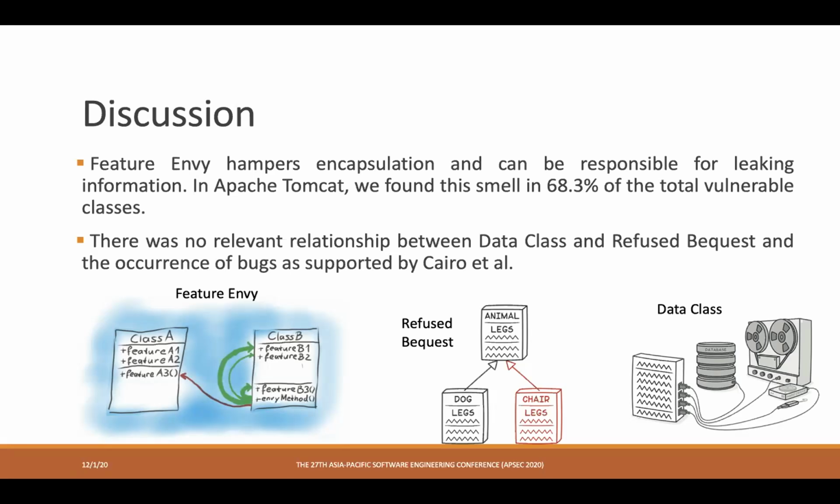Another important message of our work was that we got a good relation between data class, refused bequest code smell, and software vulnerabilities, but in earlier studies, they did not find any relationship between them. So we think we can do further study on these two types of code smells.